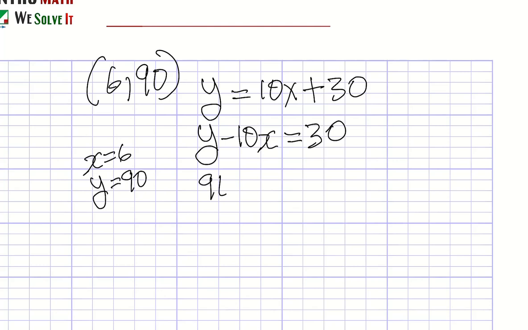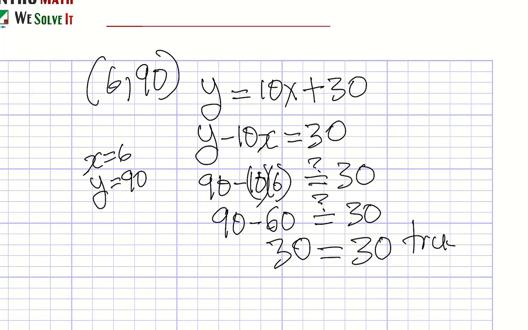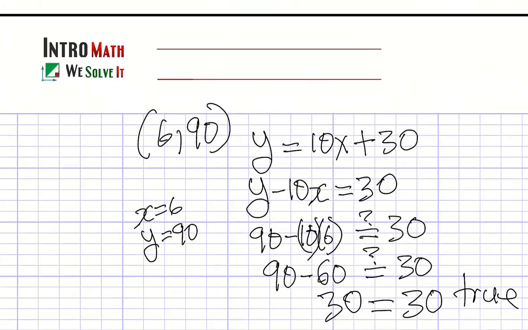You get 90 minus 10 times 6. Okay. Will it be equal to 30? That's the question. So you say 90 minus 60. Is it equal to 30? Of course it is. 90 minus 60 is 30. So 30 is equal to 30. So it checked out. So this is true. That's how you do that.